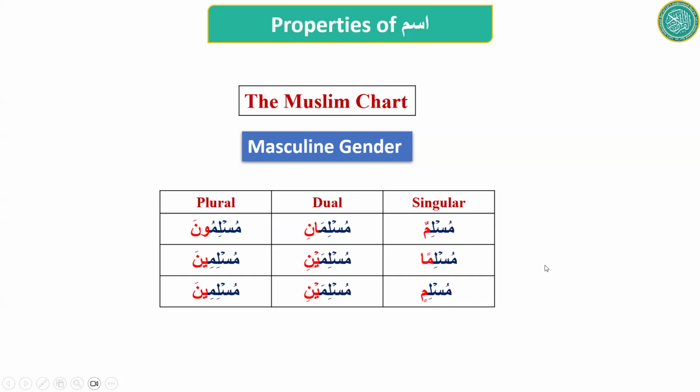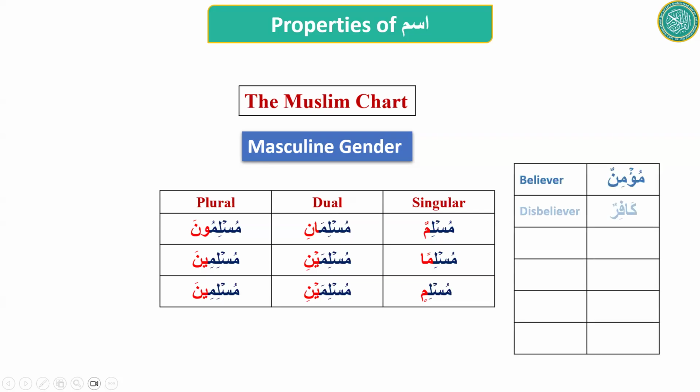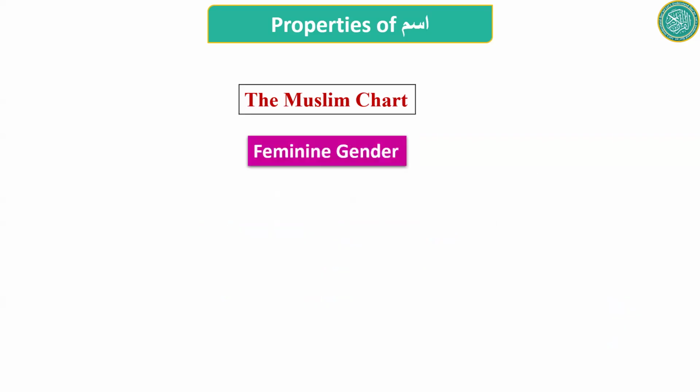Why do we have 3 words if they mean the same? Like Muslimun, Musliman, and Muslimin. That is what we are going to learn today, inshallah. And then we practice them with other words. And then we learned the feminine gender Muslim chart.